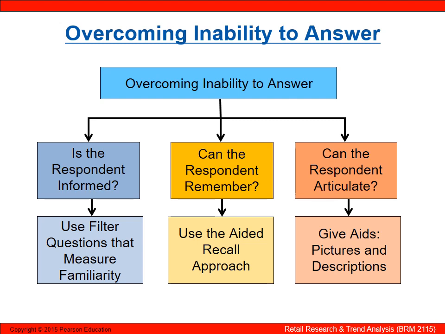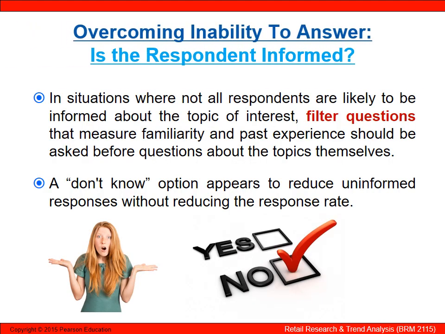Overcoming inability to answer. Researchers should not assume that respondents are able to provide accurate or reasonable answers to all questions. The respondents will be unable to respond accurately if they are not informed or unable to articulate their responses. Is the respondent informed? Respondents are often asked about topics on which they are not informed. The husband may not be informed about monthly expenses for groceries and departmental store purchases if it is the wife who makes these purchases, or vice versa.